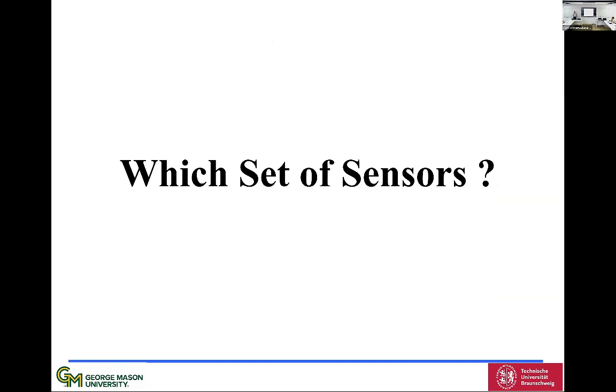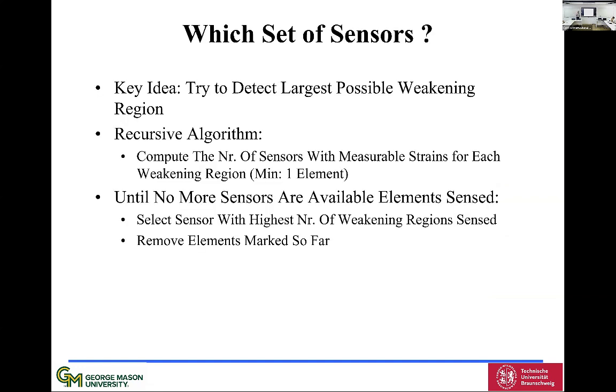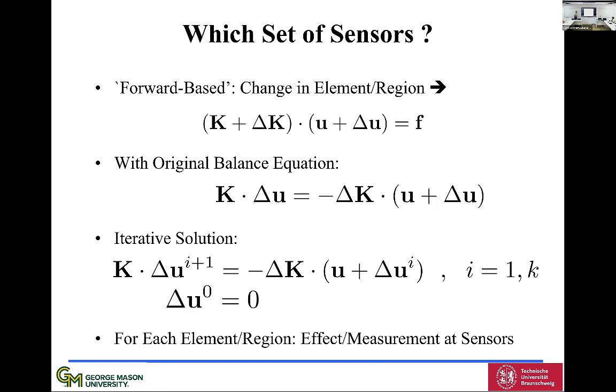Next thing is which set of sensors. Okay. So the same idea of a recursive algorithm is applicable here as well. The key idea here is to detect the largest possible weakening region that the sensor can see. Okay, and so we do a recursive algorithm. We have n sensors that we can place. We take the one that sees the most load cases as the first one. Then we remove this load case from all the other sensors, and then we see which is the next sensor that sees the most load cases, and so on and so forth.